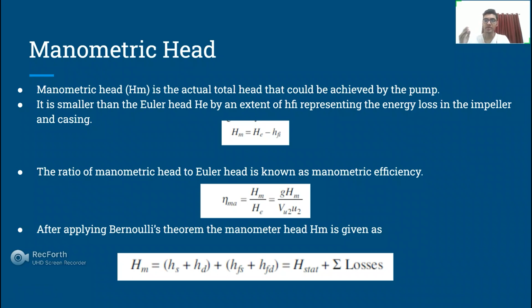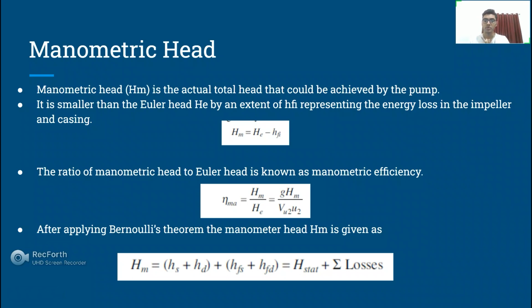The ratio of manometric head to Euler head is known as manometric efficiency, and the formula is given below. There is one case where we apply Bernoulli's theorem to this formula and to the manometric head formula, which would give us the formula given below.